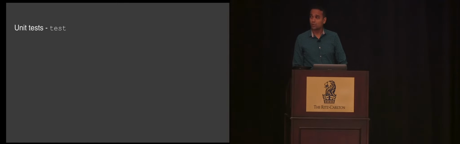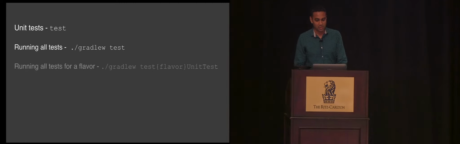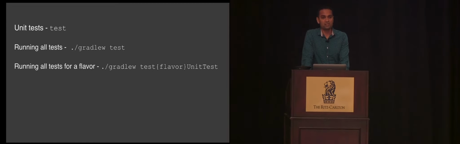Okay, so let me start with unit tests. As you may know, all the unit tests for Android are placed in the test folder. The Gradle command to run all unit tests is just test. You hit test, and it runs all the unit tests across all the modules. If you're interested in running tests for a particular flavor, such as debug or release, you need to specify that. So test, name of the flavor, unit test.